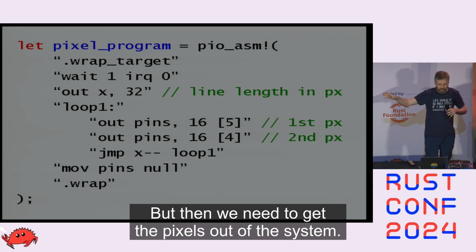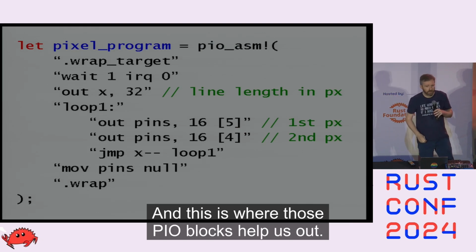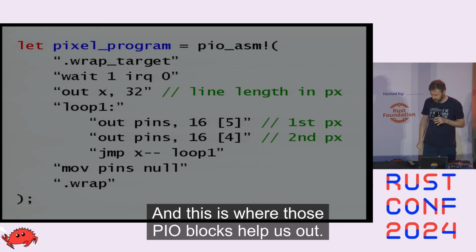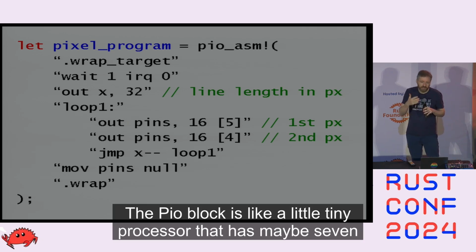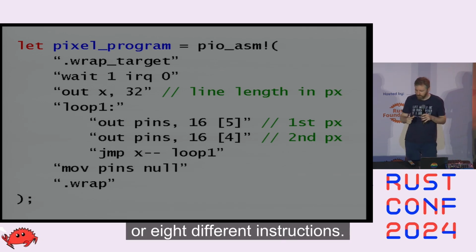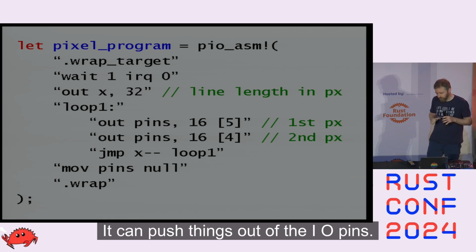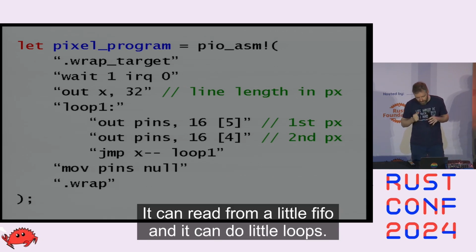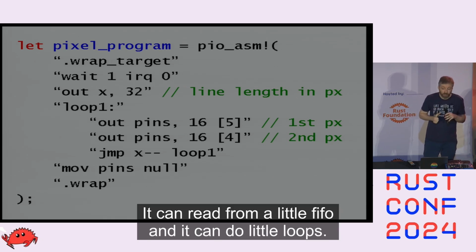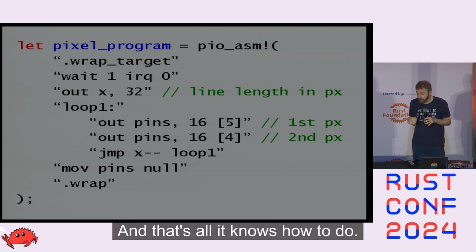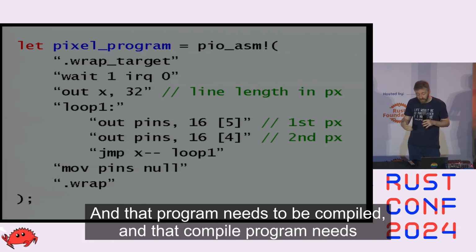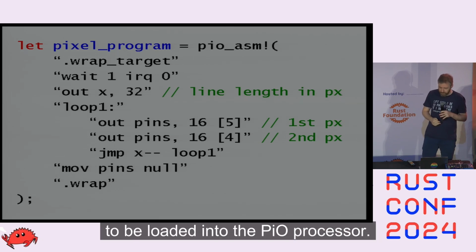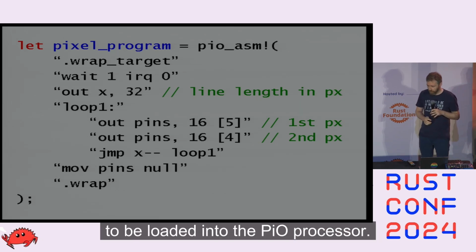But then we need to get the pixels out of the system, and this is where those PIO blocks help us out. The PIO block is like a little tiny processor that has maybe 7 or 8 different instructions. It can push things out of the I/O pins, it can read from a little FIFO, and it can do little loops. And that's all it knows how to do. And we have to program it. And that program needs to be compiled, and that compiled program needs to be loaded into the PIO processor.